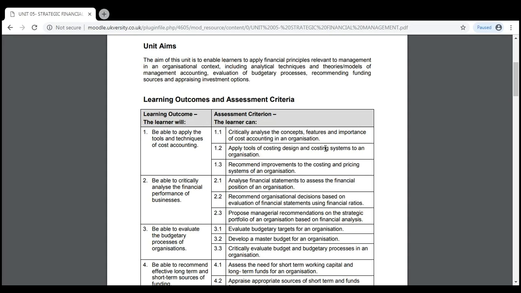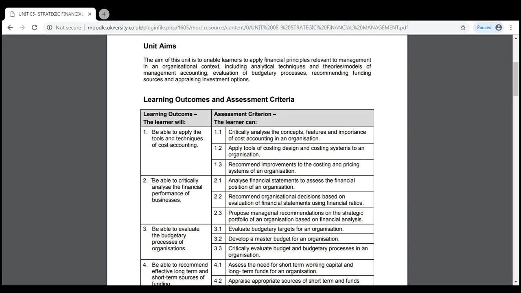So we discussed be able to apply the tools and techniques of cost accounting. And I already explained to you the difference between cost accounting, financial accounting, and management accounting. So cost accounting is a part of management accounting. In the second lesson, we discussed be able to critically analyze the financial performance of the company, and the financial statements to assess the financial position of the company.